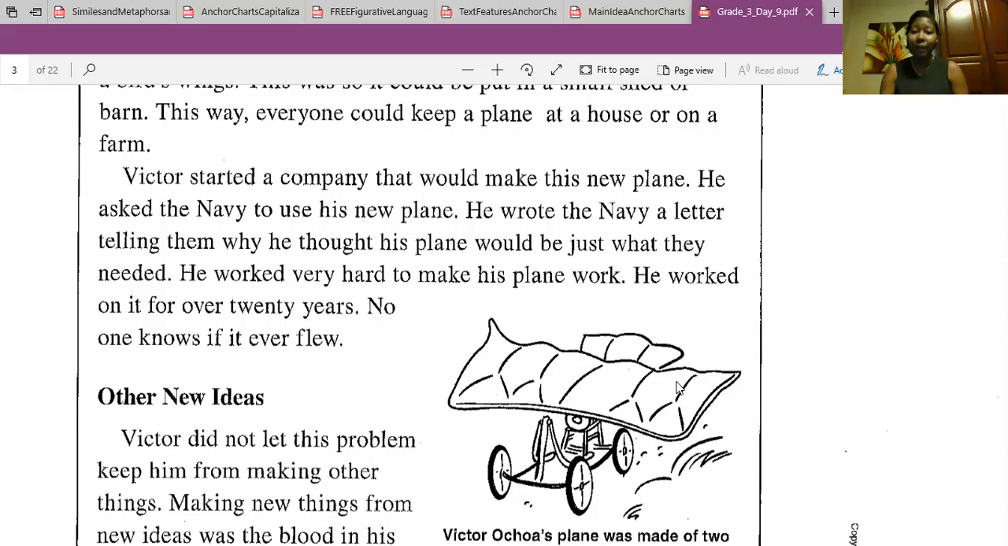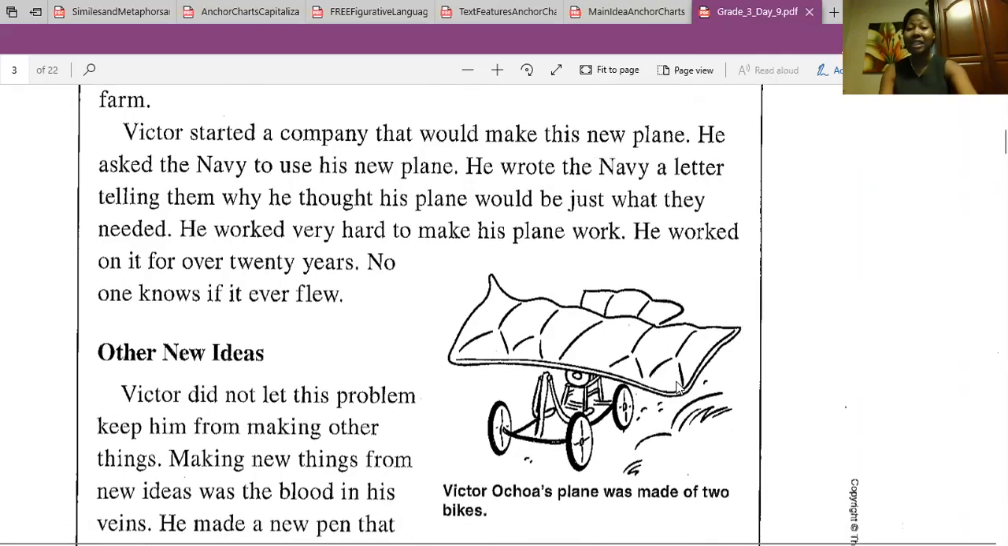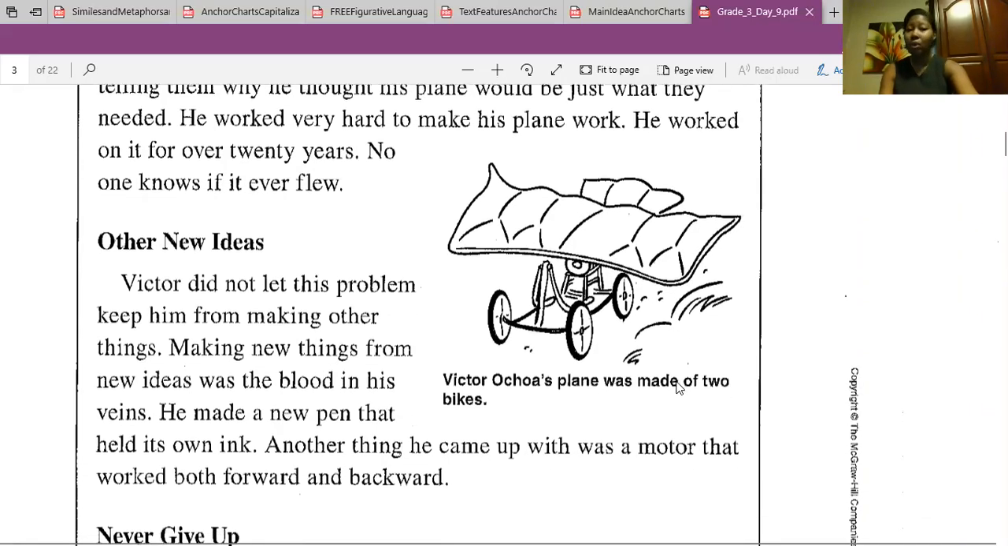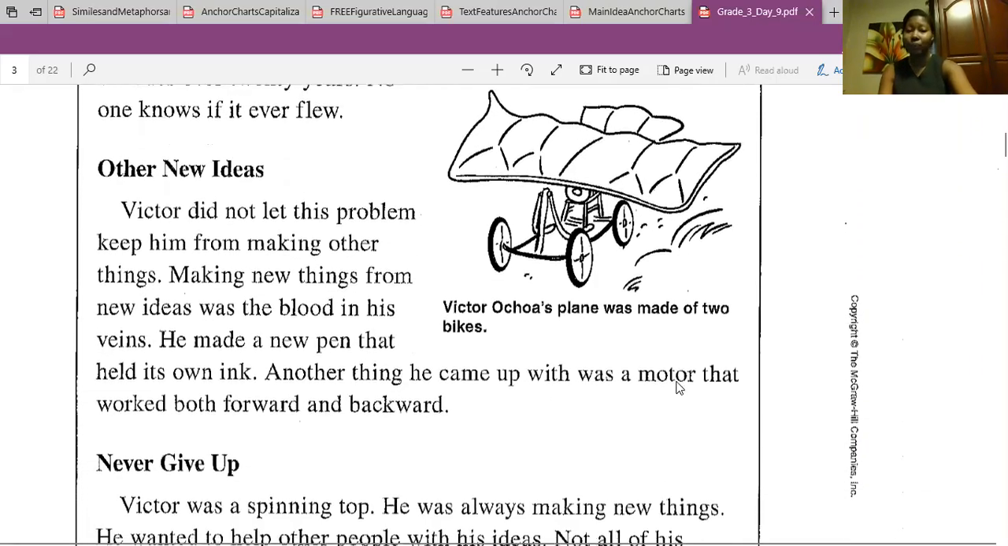Victor started a company that would make this new plane. He asked the Navy to use his new plane. He wrote the Navy a letter telling them why he thought his plane would be just what they needed. He worked very hard to make his plane work. He worked on it for over 20 years. No one knows if it ever flew.